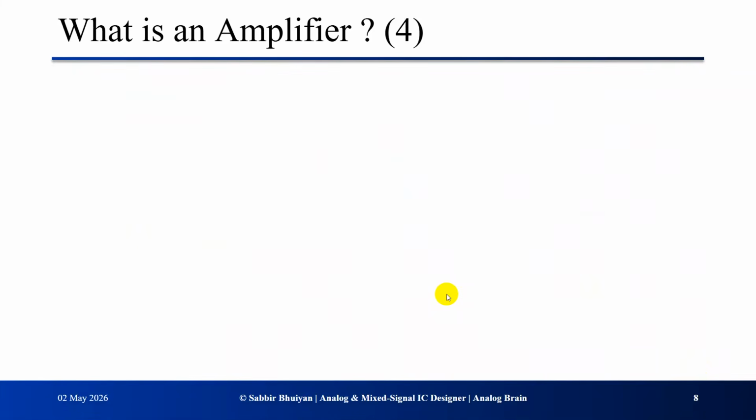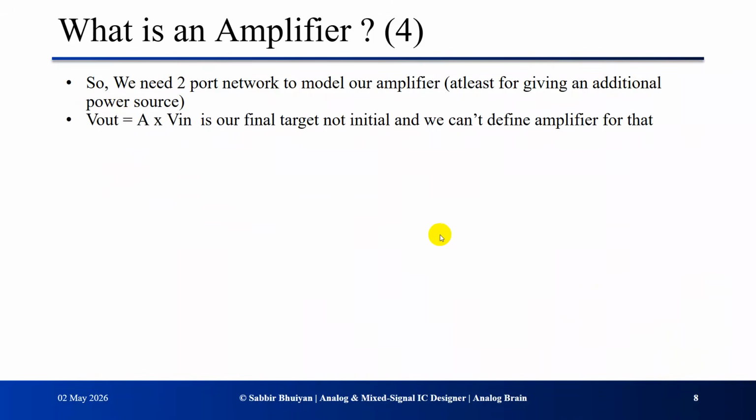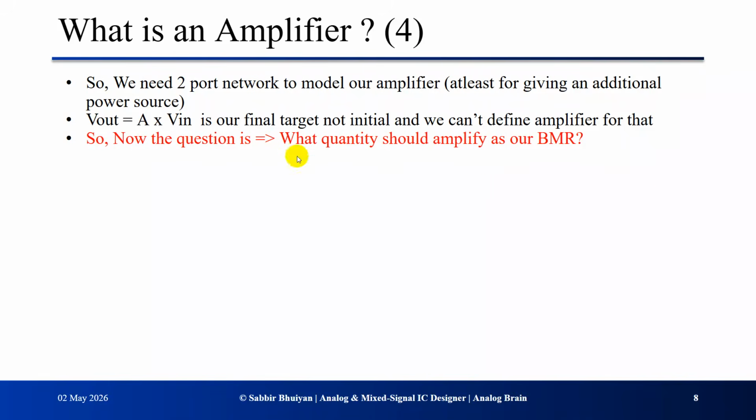So now going forward, we have established that we need a two port network to model our amplifier, at least for giving an additional power source. So now Vout equals A times Vin. That's our final target. That's what we want our amplifier to do eventually. But we cannot use that as our definition because it does not tell us anything about where the energy comes from or how the system behaves physically. So the real question becomes: what quantity should amplify as our BMR?